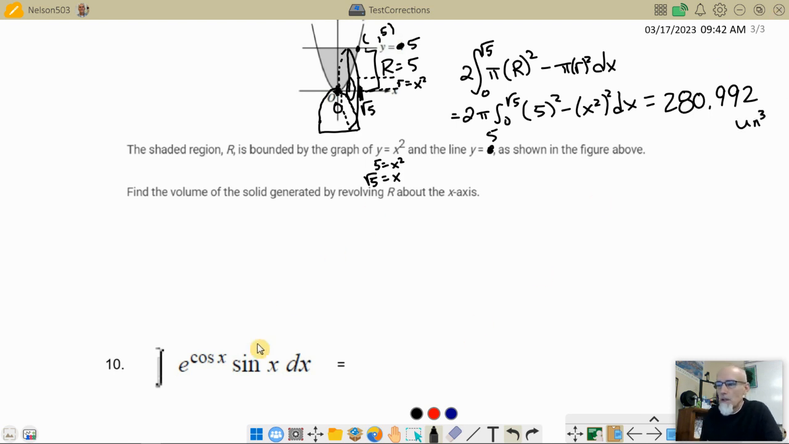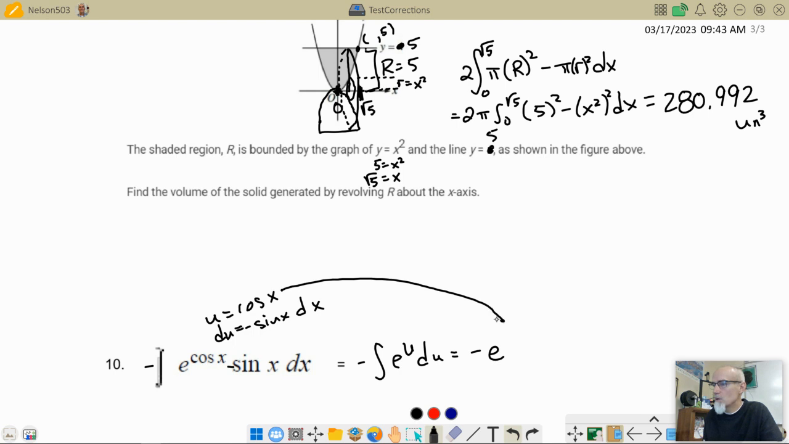Down here, I'm asking for an indefinite integral, right? And so if u equals cosine of x, du equals negative sine x dx. So I just need a negative here. I need a negative there. Now I've got the opposite of e to the u du, which is negative e to the u. But I'm going to substitute my u back in, which is cosine of x, plus some constant.